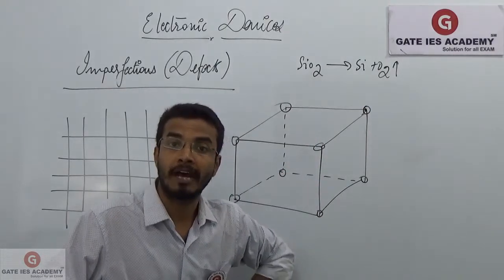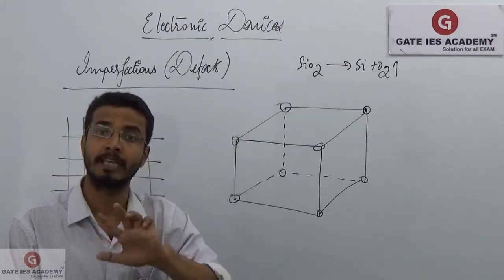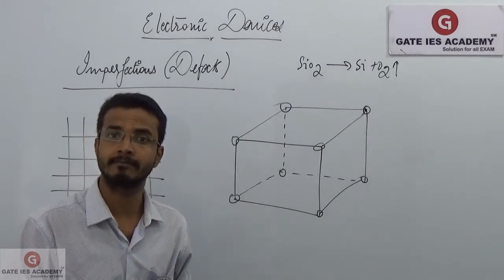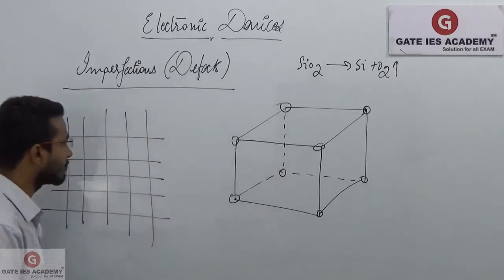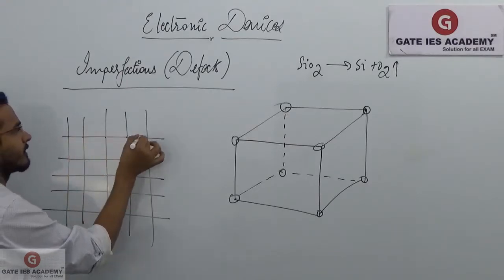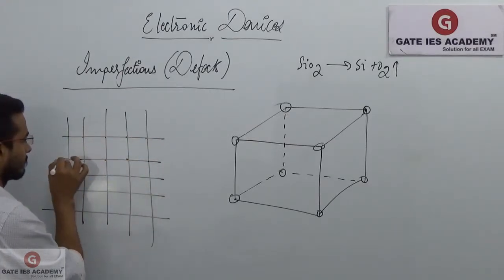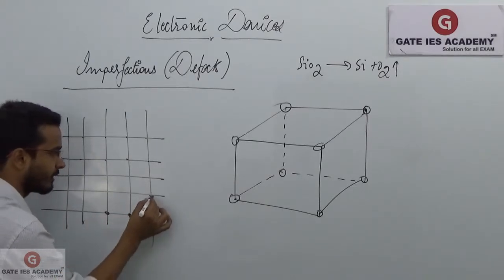Is it possible to have perfect silicon, that each and every atom of the silica will get deoxidized? No, it is not possible. I'm saying that these are the silicon atoms, these intermediate points are the silicon atoms.